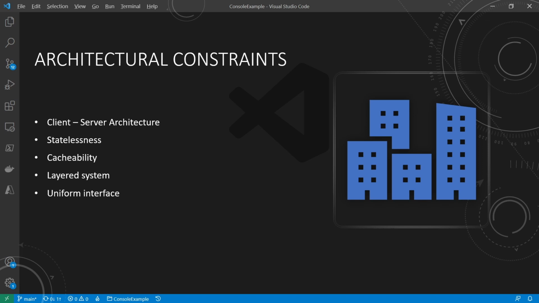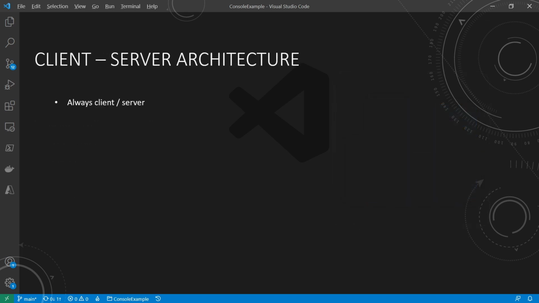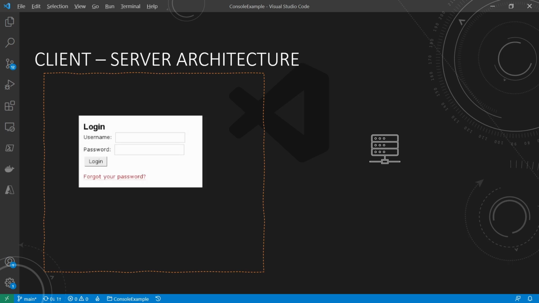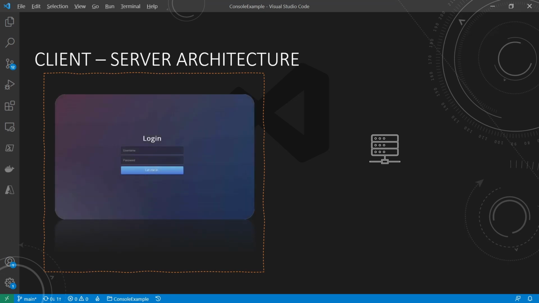Okay, let's start with the first one, client-server architecture. Client-server architecture is simple. There's a client, then there's a server. The purpose of it is to isolate considerations. The clients are mainly focused on user interaction, user interfaces, and user experiences. You could have a very basic login page like this, for example, on the client. Or you could put a level of style on it. The point is, how users interact with the client doesn't concern the server.